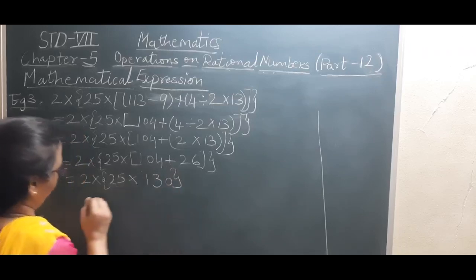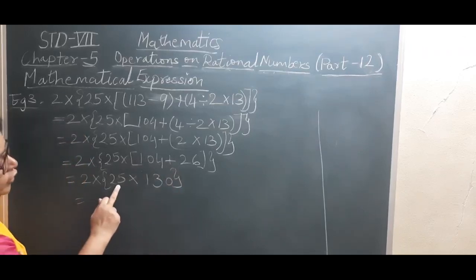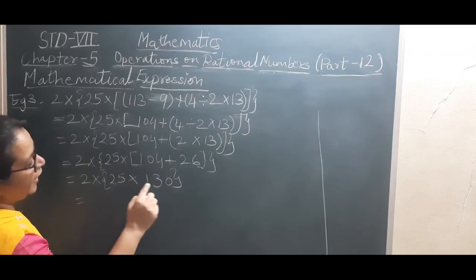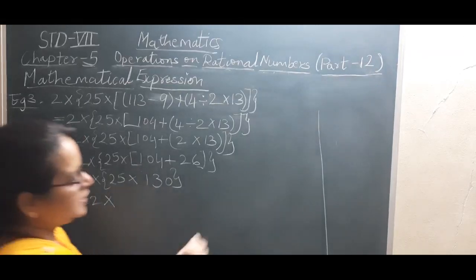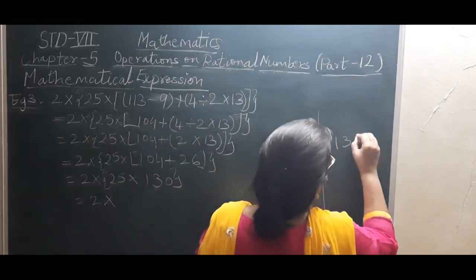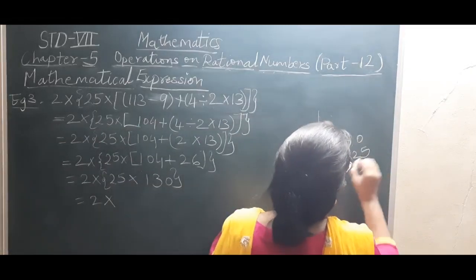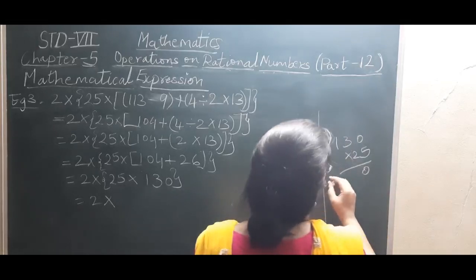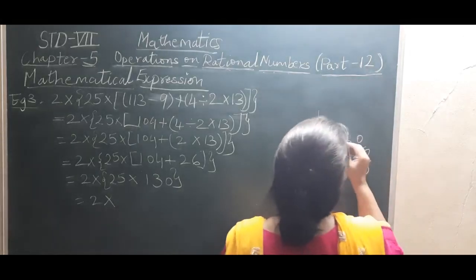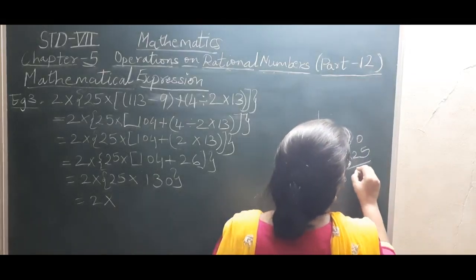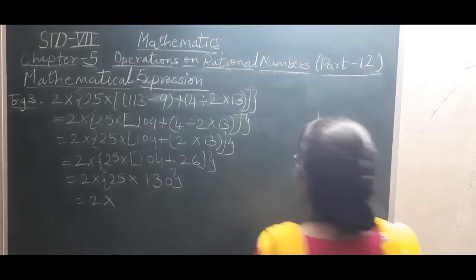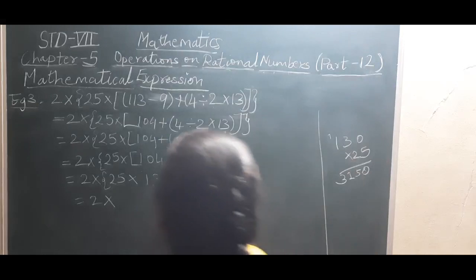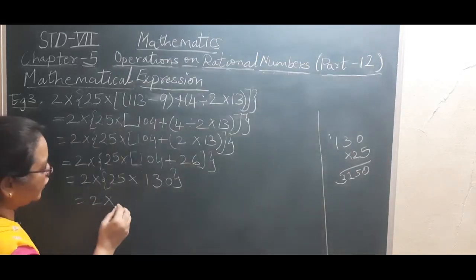Close the curly brackets. Next step, now we are going to multiply 25 into 130. 2 we are going to keep it as it is. Now let's see here. 130 into 25. 0, 75, 25 on the 30, 2. 3250 is the answer which we have got.